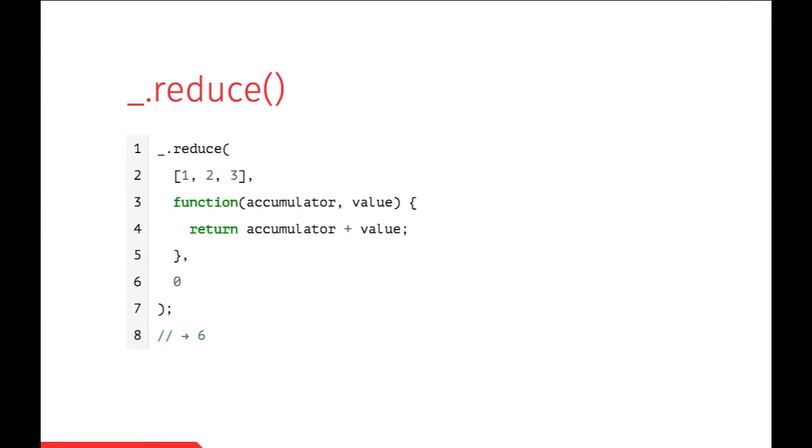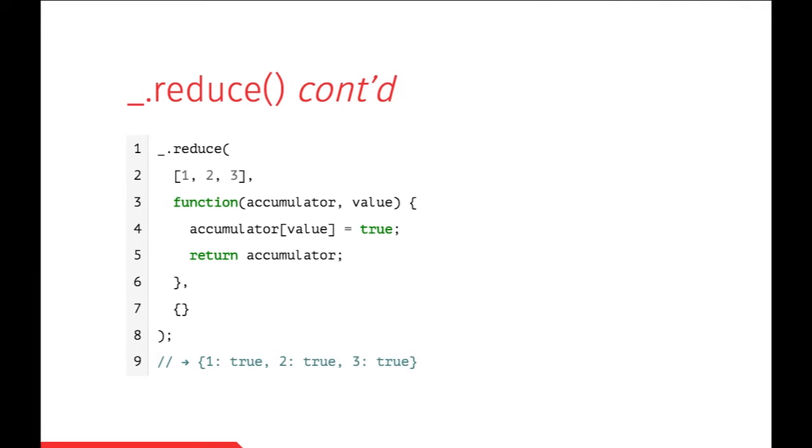Another popular method is reduce. Simplified, reduce allows us to get a single value out of a collection. So, for example, we want to add the array values together, 1 plus 2 plus 3, to get 6. We use reduce, pass an array, and pass a function and the starting value. And we get 6.